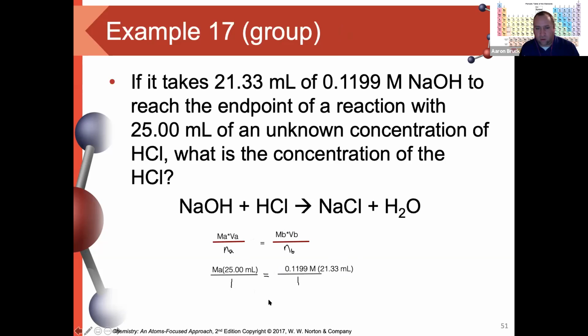And so all that we have to do is divide each side by 25. The milliliters cancel out. So our molarity of our acid is 0.1199 times 21.33 divided by 25.00, and I get 0.1023 molar HCl as my concentration for the HCl.